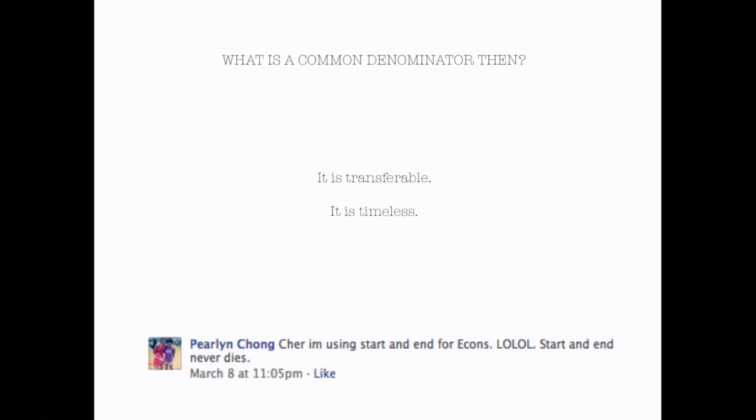And here is an example. Pearline was my student from 4E2 in 2012. She actually texted me on Facebook. She mentioned that, teacher, I am using the start and end for econs. Start and ends never die. And when I saw this message, I'm really grateful that one more student has understood the essence of a start and end, of a common denominator.